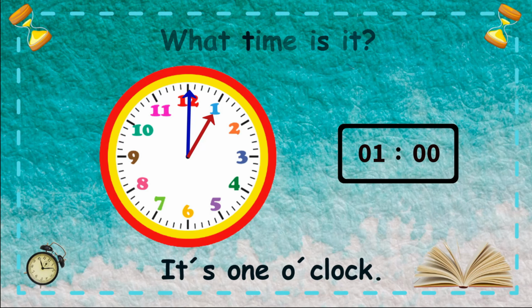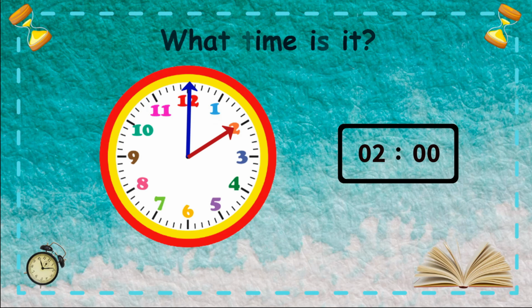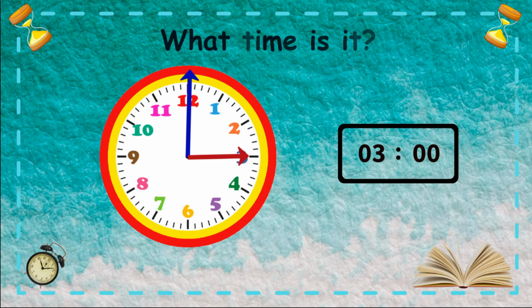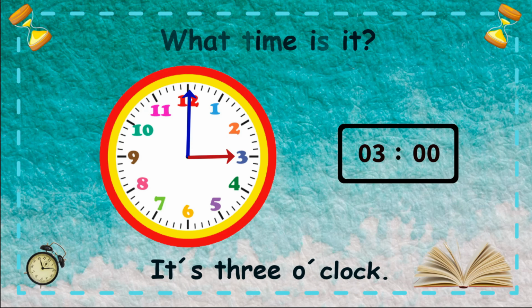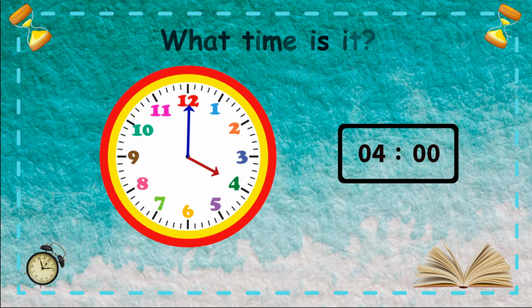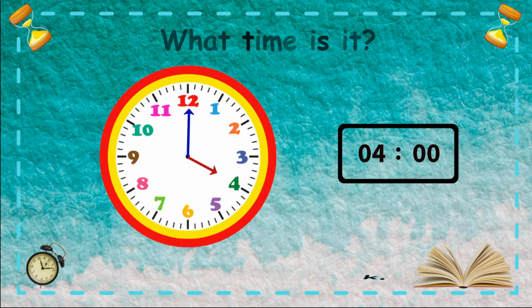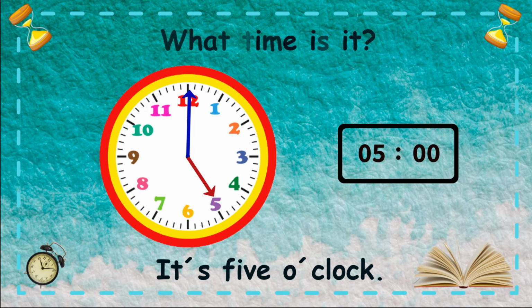It's 1 o'clock. What time is it? It's 2 o'clock. What time is it? It's 3 o'clock. What time is it? It's 4 o'clock. What time is it? It's 5 o'clock.